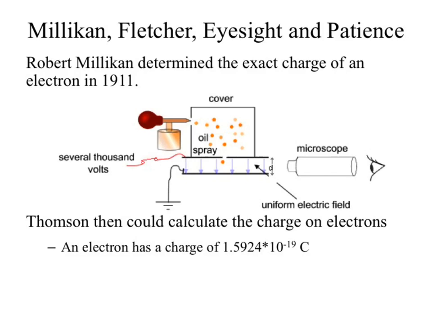That oil droplet is carrying charge. That's one of the things that happens when you spray it out of a bottle. It picks up a charge. They can then dial in the electric current to cause the oil droplet to levitate.